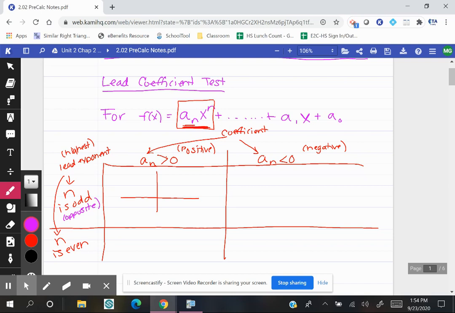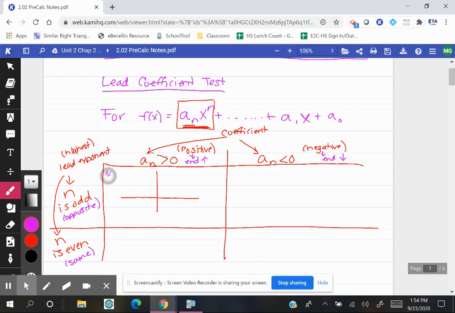And then if n is even, that tells us that they're going in the same direction. So they're either both going up to the left and the right of the graph, or they're both going down. The positive tells you what's going to happen at the end of the graph. So the positive tells us it's going to end going up, and negative tells us it's going to end by going down as the final behavior.